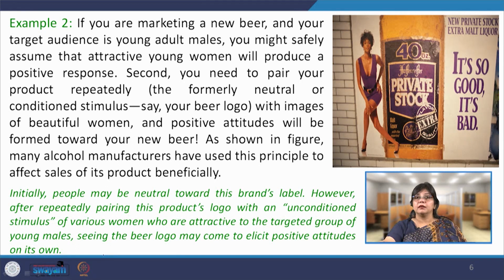This is classical conditioning, and definitely the consumer will try to associate or pair those stimuli into one and evoke a desired response. As shown in the figure, many alcohol manufacturers have used this principle to affect sales of their products beneficially. So, this is how classical conditioning forms different kinds of attitudes.